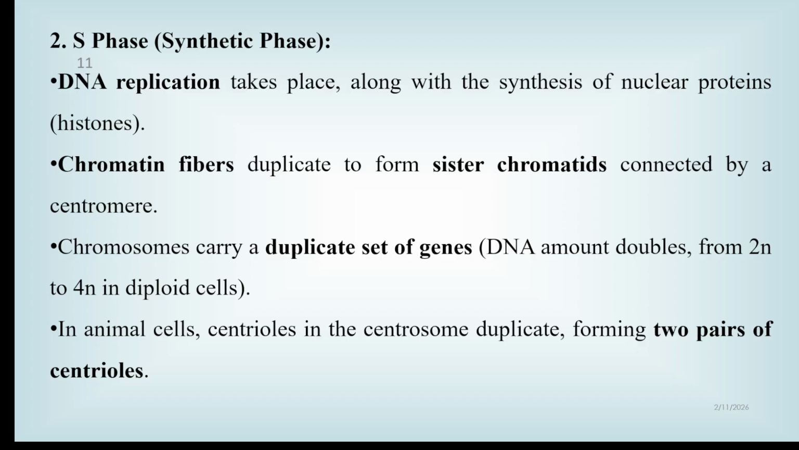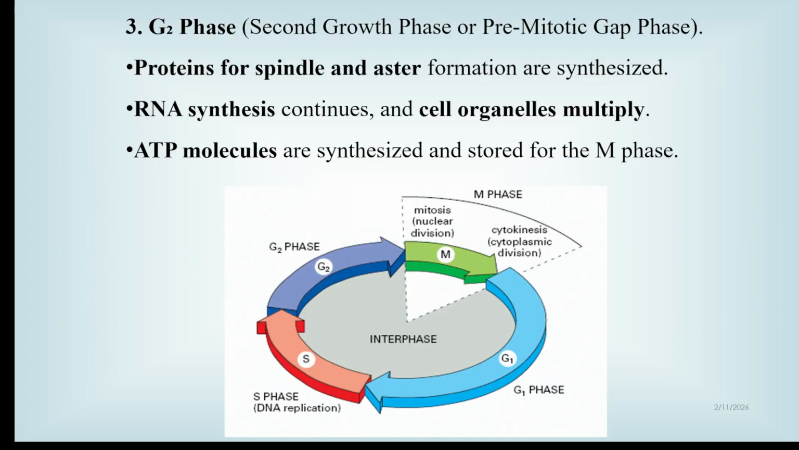Then the next one is the G2 phase. In the G2 phase, proteins for the spindle and aster formation are synthesized, RNA synthesis continues, and cell organelles multiply, as well as ATP molecules are synthesized and stored for the mitotic phase. So after finishing DNA replication, the cell goes into the G2 phase.